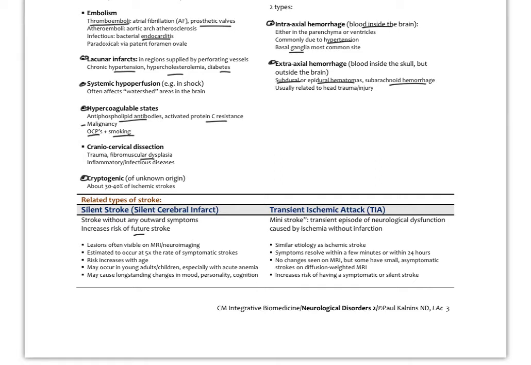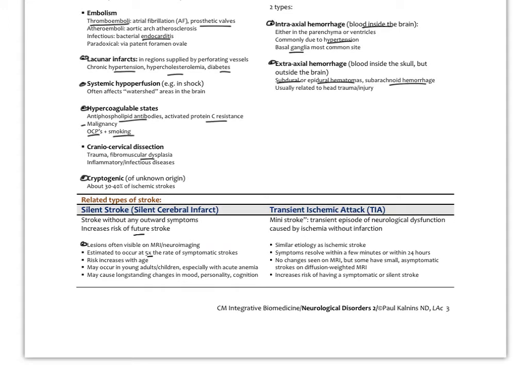So lesions are often only visible on imaging. Patients go in for a head MRI and they're told, oh, you've had some strokes. It's estimated to occur at about 5 times the rate of symptomatic strokes, and the risk increases with age, and it increases with the classic risk factors for heart disease. So hypertension, high cholesterol, diabetes, again, all of those.